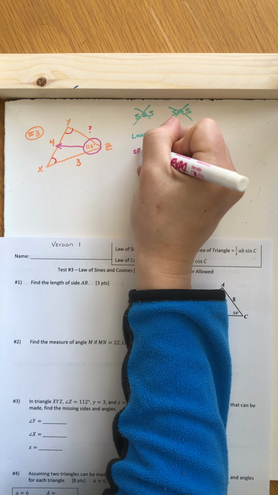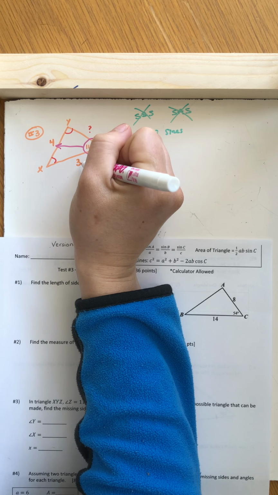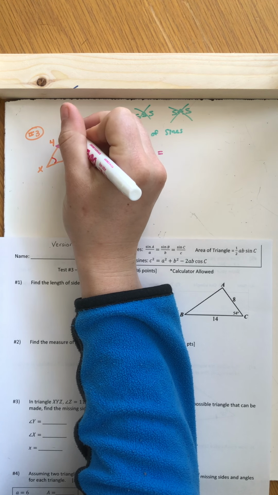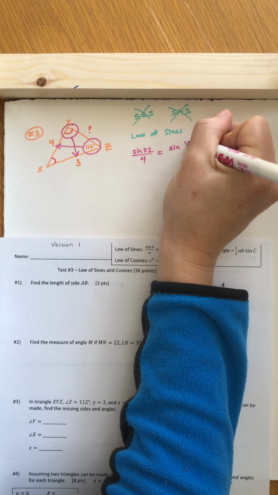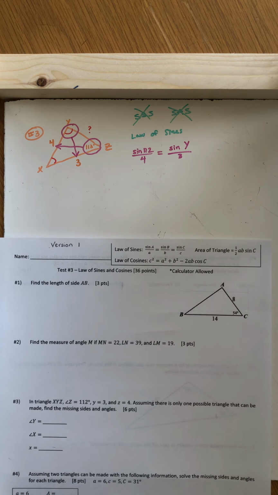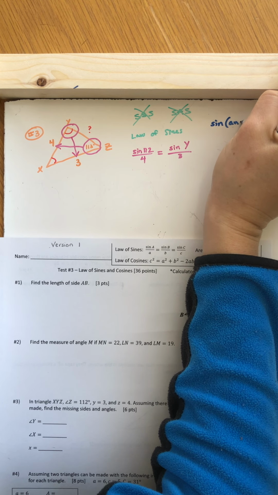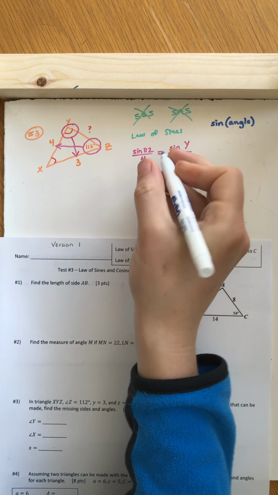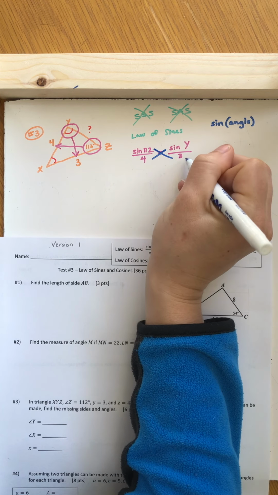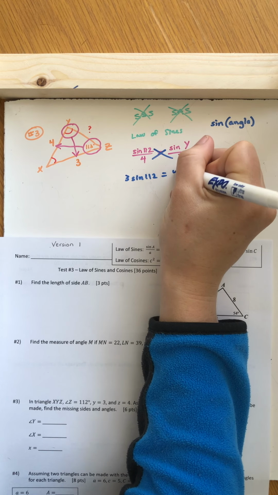So in this case, I'm going to have the sine of 112 over 4 equals, and then I have part of this ratio. I'm missing angle Y over side 3, so I'm going to have the sine of big Y over 3. It's very important to remember that whenever you use the sine, it's the sine of an angle. The problem will not work if you wrote the sine of 4. So now I'm going to cross multiply. I have 3 sine 112 equals 4 sine Y.